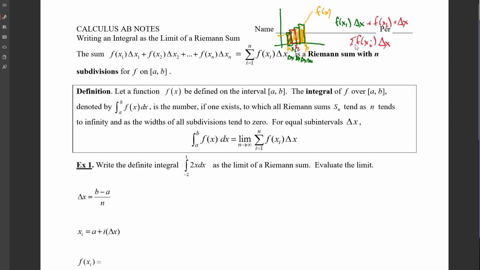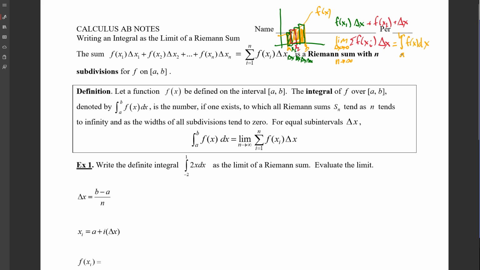But if I wanted the exact area under the curve, what would I do? I would get an infinite number of these rectangles. And if I got an infinite number of these rectangles, then delta x would go to 0. So if I take this summation and take the limit as delta x goes to 0, that would be the equivalent of taking n to infinity, an infinite number of these rectangles. Then I get the exact area under the curve from a to b, the integral of f of x dx.